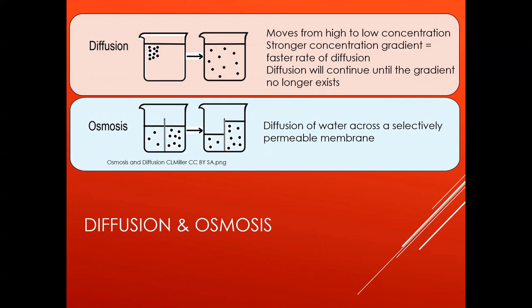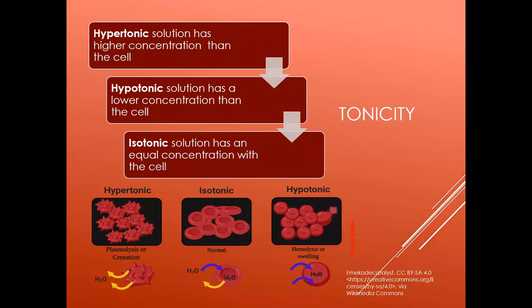Osmosis adds a selectively permeable membrane and is the diffusion of water across that selectively permeable membrane. When we talk about solutions, we have to talk about tonicity. In a hypertonic solution, the solution has a higher concentration of the solute than the cell does. And in this case, water would move out of the cell.